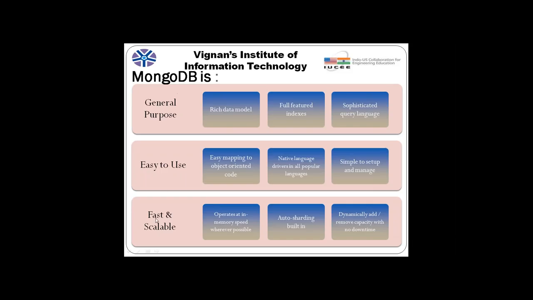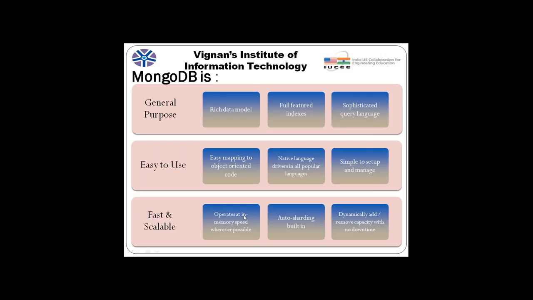Right. And MongoDB is fast and scalable. Fast and scalable means it operates at in-memory speed wherever and whenever possible. So it operates in memory only, and that is the reason it is faster. That is a major advantage. It does not occupy more space. Ultimately we require certain things: memory space should not be used much, the occupation of memory should be very small, and quick, fast access and connectivity to any kind of app. Then we will be happy.